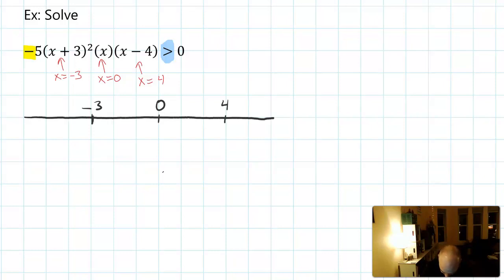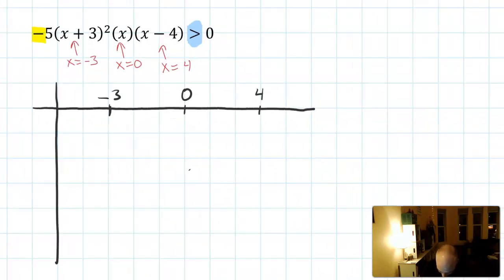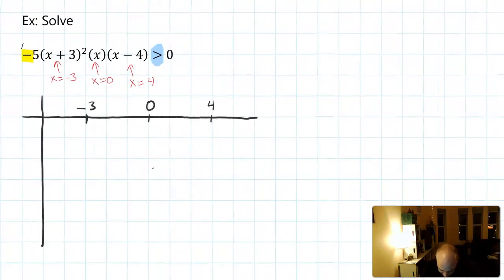Now let's go down the side. Now, negative 5 here is a factor, so I'm going to include it, even though it's not something with an x, because it is going to contribute a negative to the sign of the equation. So I'm going to include the negative 5 there.